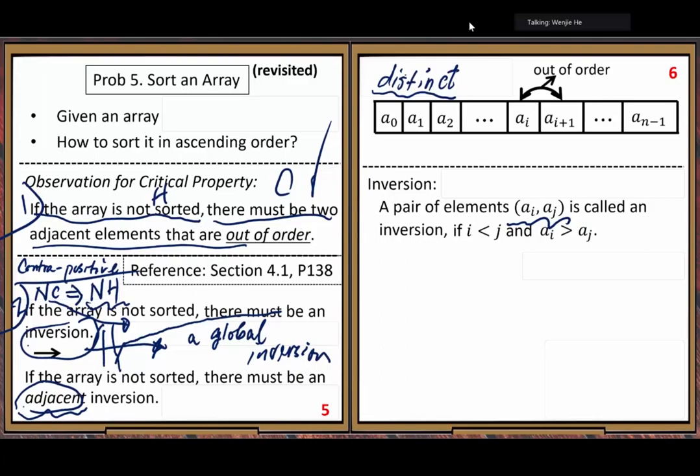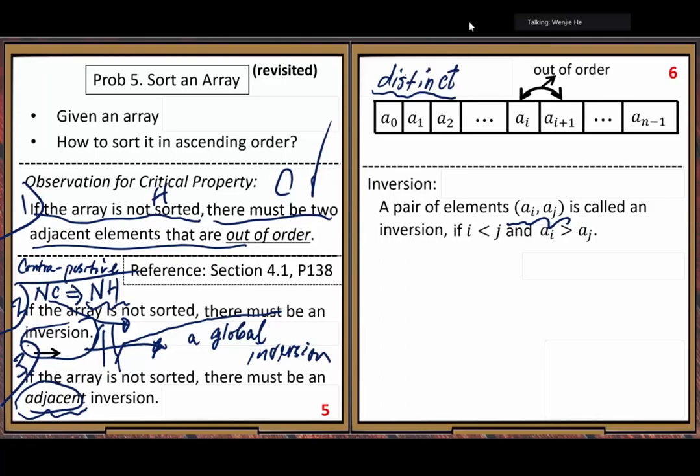Now we get this local view on the inversion. So, the importance of statement number 3 is you only need to remove all the adjacent inversions. Then it is guaranteed the whole array is sorted. How about that? This is our current view.